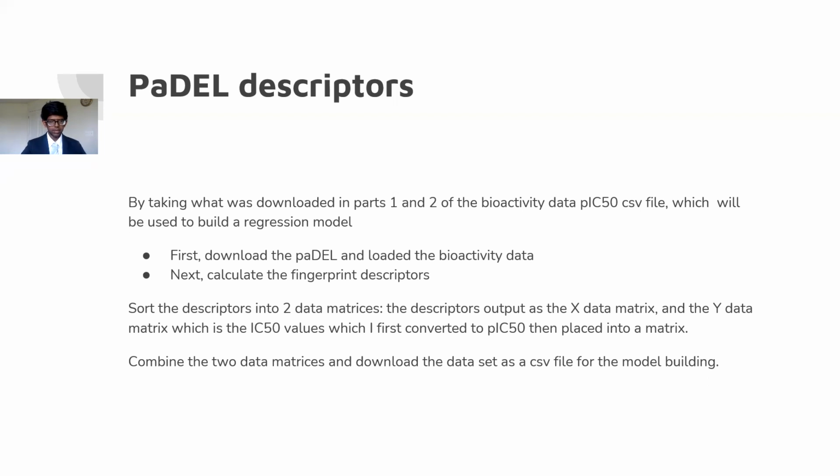I will have to sort the descriptors into 2 data matrices: the descriptors output as the X data matrix, and the Y data matrix having the IC50 values, which I first converted into pIC50 and placed into a matrix. So the X data matrix has the descriptors output, and the Y data matrix has the pIC50 values. Then I would have to combine the 2 data matrices and download the dataset as a CSV file for the model building.